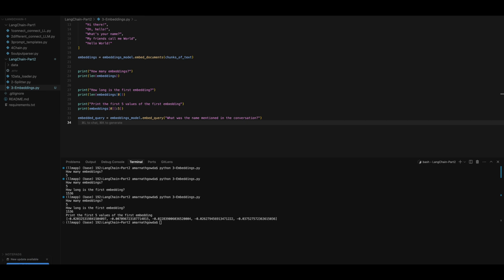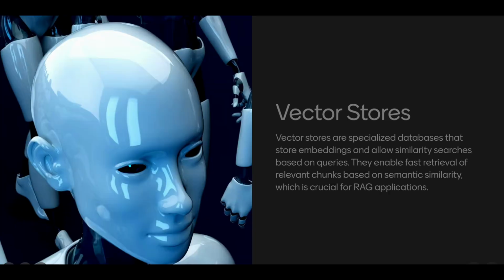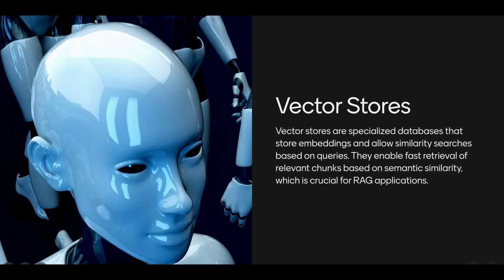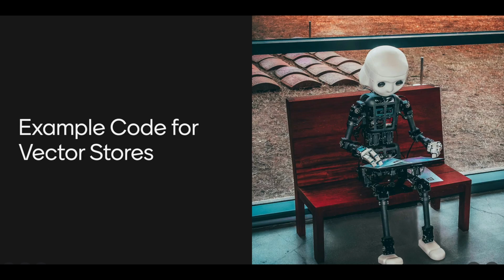We have turned the text into numbers, and now we can use them to find answers in searching documents or feeding into the vector database. Vector search. Vector databases are specialized databases that store the embeddings and allow similarity search based on the query. Let's see how it will be done in the code.